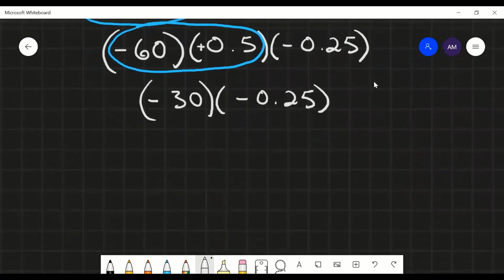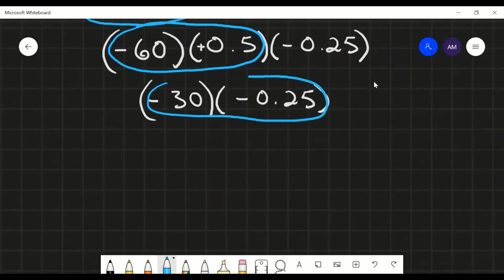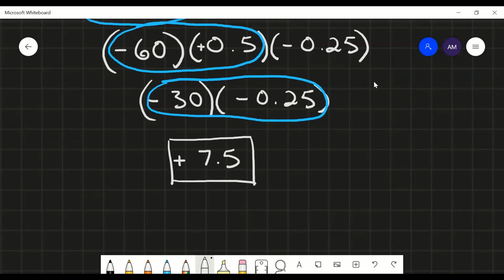We're almost there. Last thing I see here is two minuses that are multiplied together. So two minuses makes a plus. 30 times 0.25 is the same thing as 30 divided by 4. So we're going to get 7.5 as an answer. And that will be our final answer. Plus 7.5 or just 7.5.